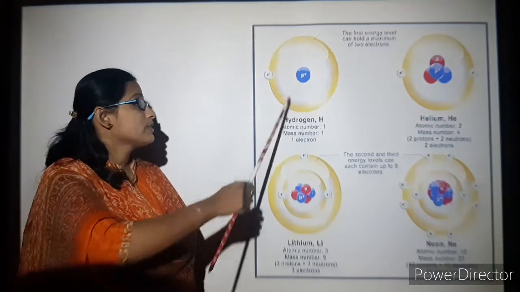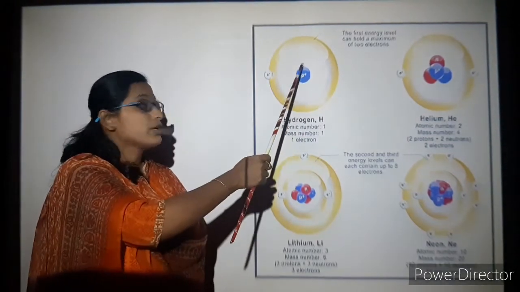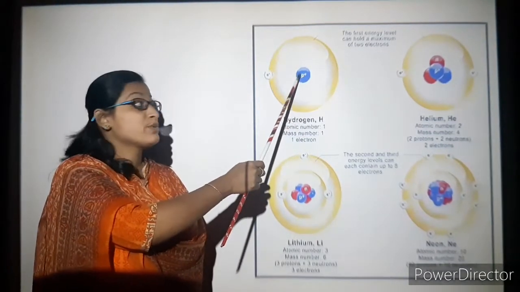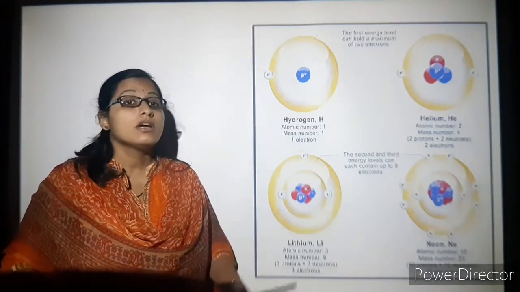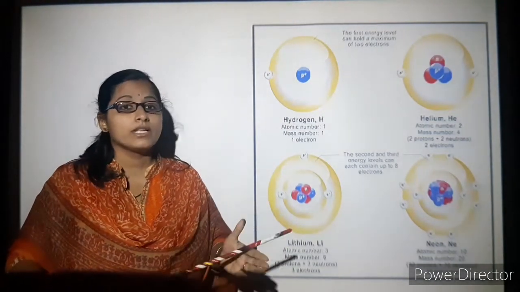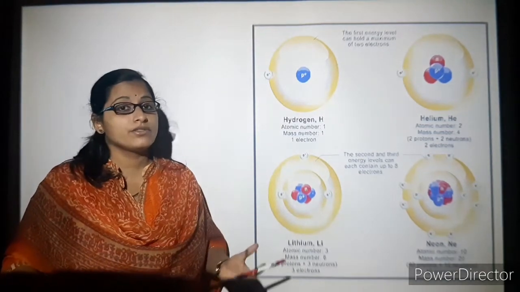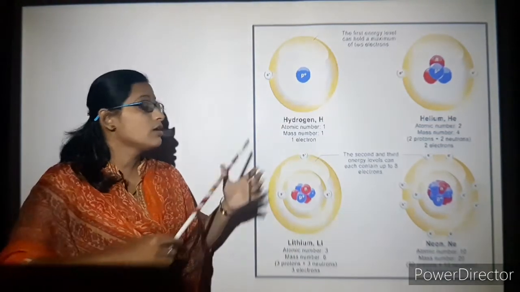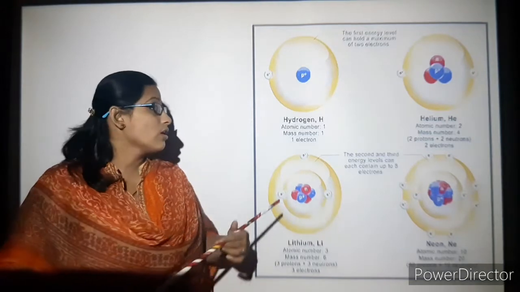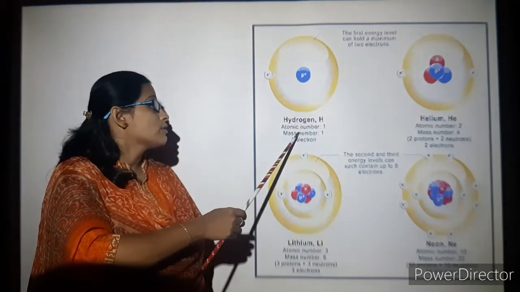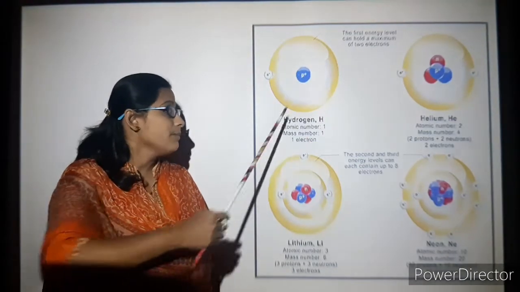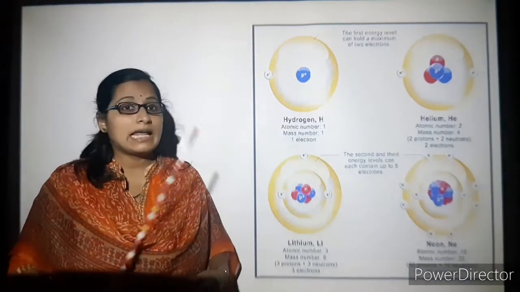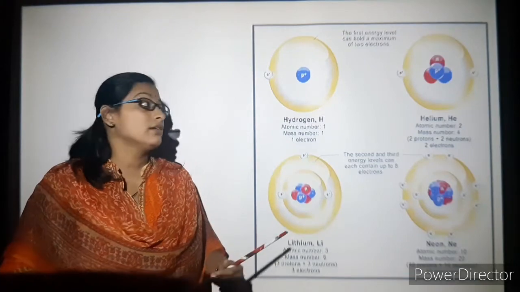Let's see with respect to hydrogen. The number of protons present in hydrogen gives the atomic number of hydrogen. And what will be the mass number? The atomic number of hydrogen is 1 and the mass number is 1. It has 1 electron in the first shell.